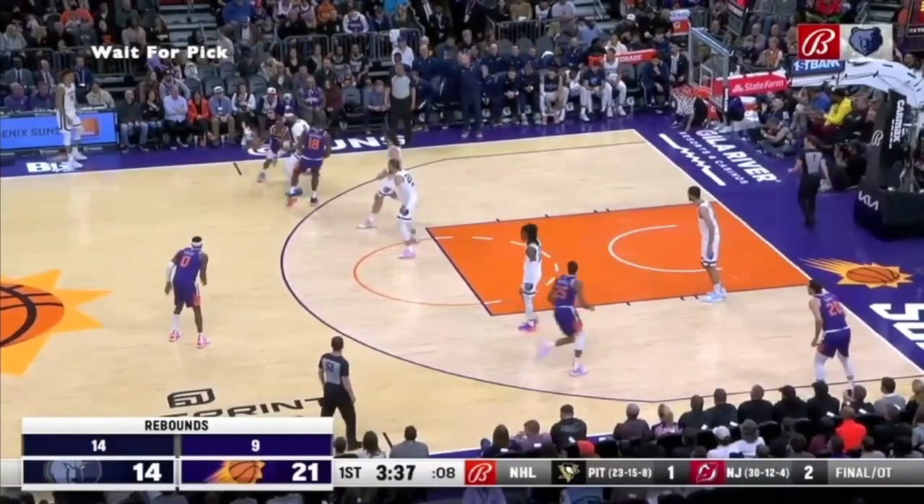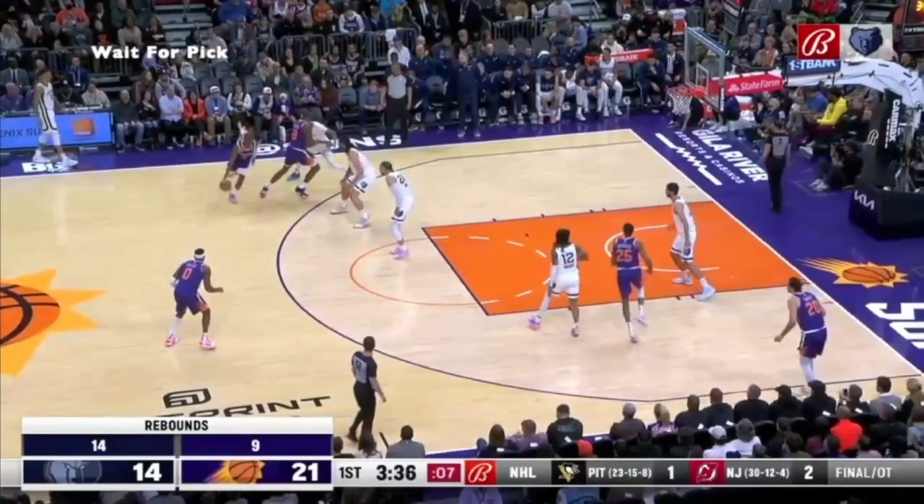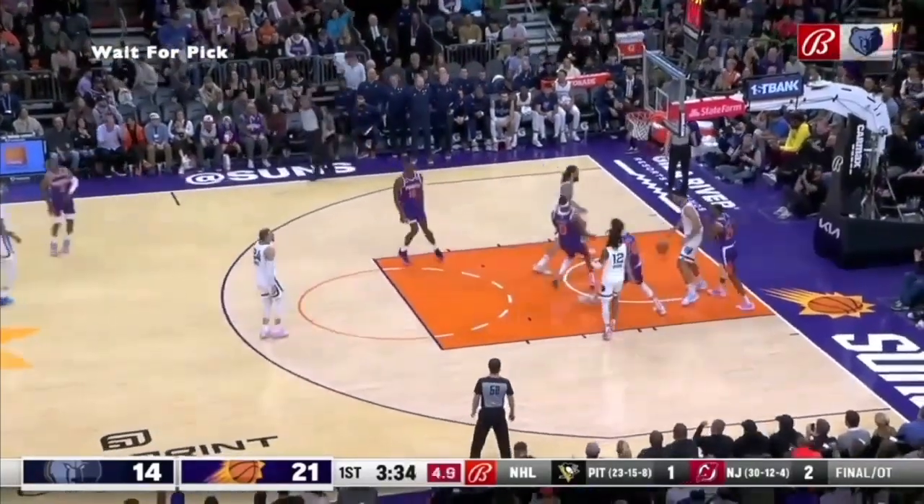Watch how Chris Paul in this situation waits for Biyombo to set that screen. He comes off that angle tight, the defender gets stuck, and then it's just an on-balance three.